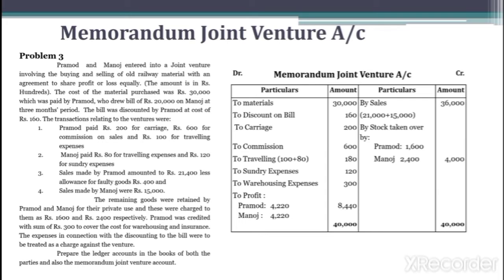On the credit side you can see the sales made by both the ventures, 21,000 of Pramod and 15,000 of Manoj, total 36,000. Then next entry is the stock taken over by the co-ventures. Pramod has taken the goods worth rupees 1,600 and Manoj has taken goods worth rupees 2,400. Upon closing this Memorandum Joint Venture account, there is a credit balance of rupees 8,440, which is divided among both the co-ventures equally. Pramod 4,220 rupees and Manoj 4,220 rupees.